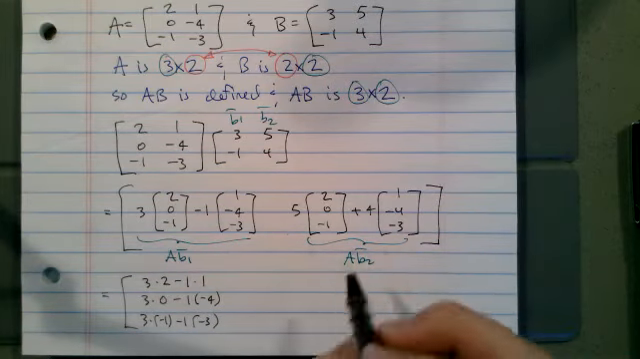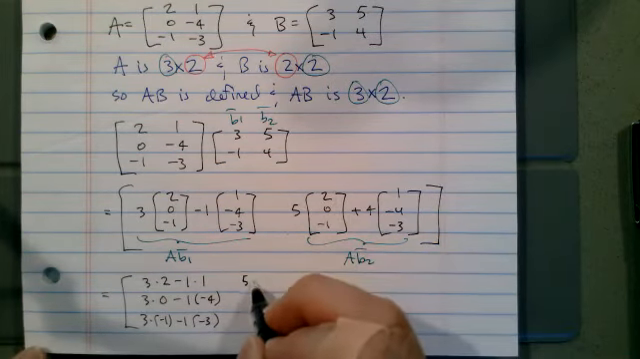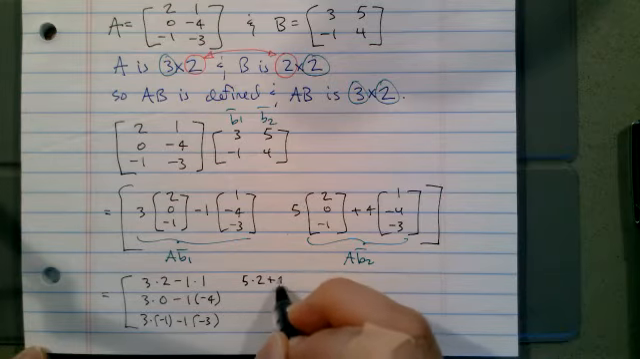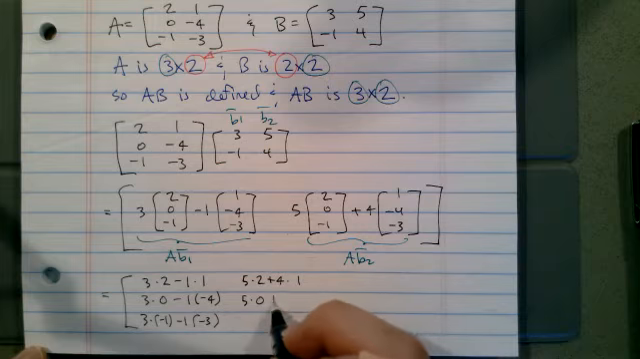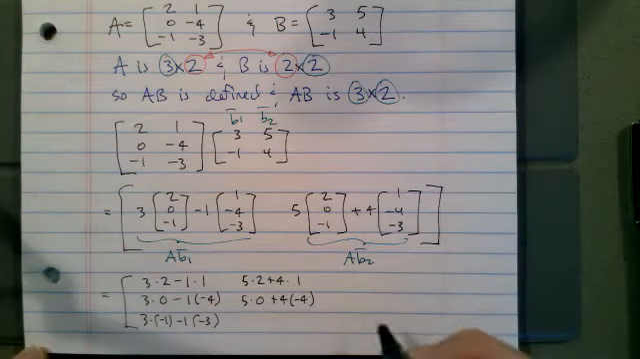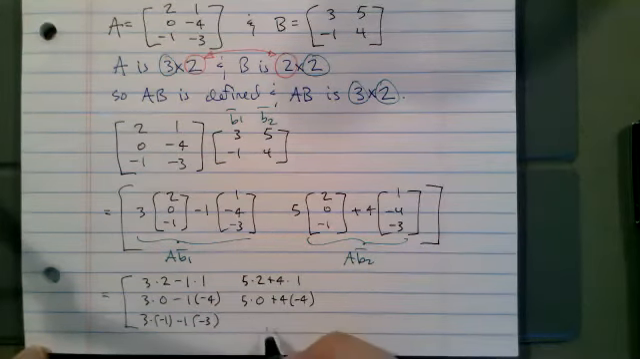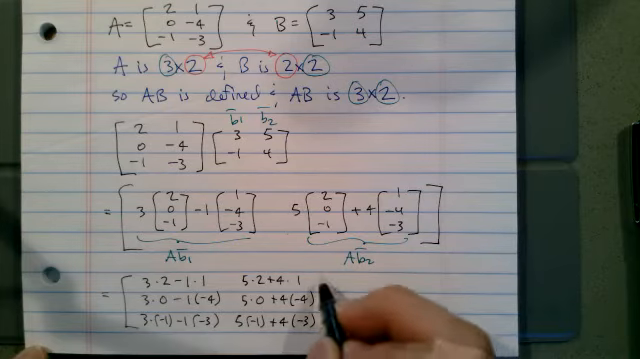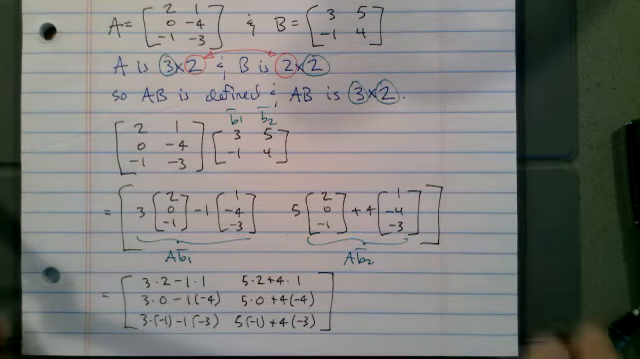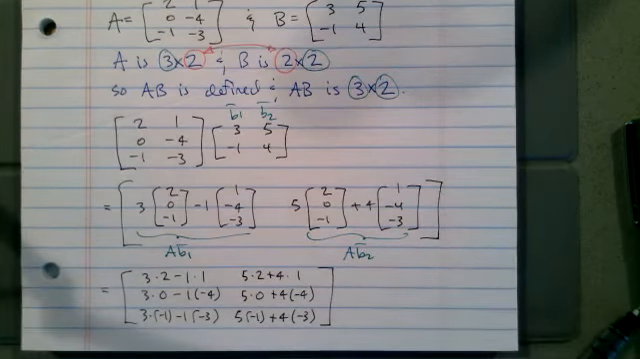And then the second column, I'm going to have 5 times 2 plus 4 times 1, and then 5 times 0 plus 4 times -4. And then the third entry in the second column of AB will be 5 times -1 plus 4 times -3. And this shows us the row column style of multiplication.